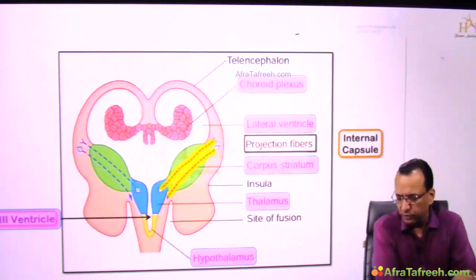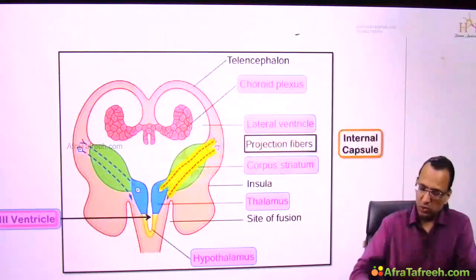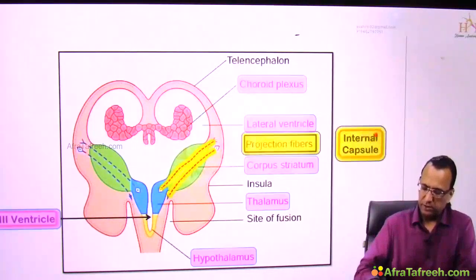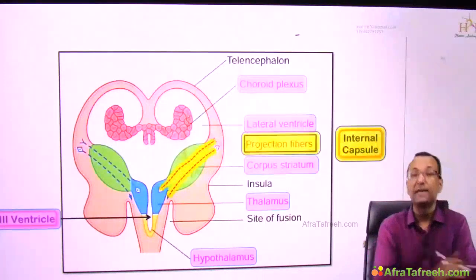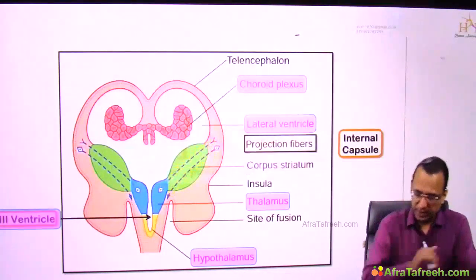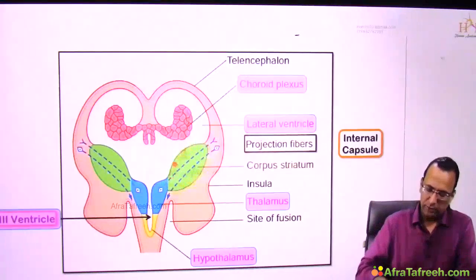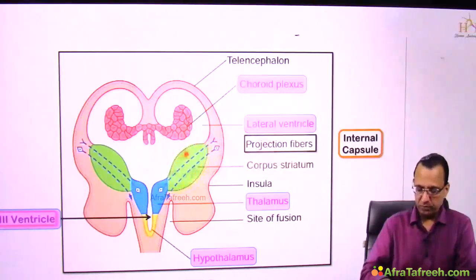What is the internal capsule? What is a capsule? A collection of axons. So the internal capsule is a set of projection fibers connecting the upper brain with the lower brain and vice versa, bisecting the corpus striatum into two parts. If it is bisecting the corpus striatum into two parts, what is more lateral? More lateral will be the lentiform and more medial will be the caudate nucleus.